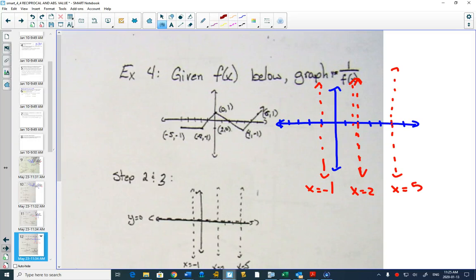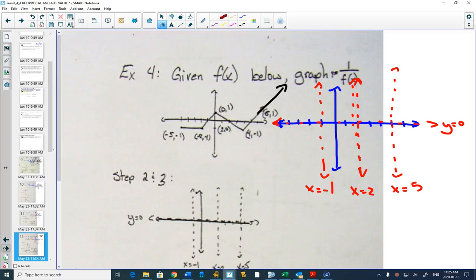There is an arrowhead on the right-hand side showing that this graph goes up forever. So we do have a horizontal asymptote at y equals 0. If that arrowhead wasn't there and it stopped, then you wouldn't graph your horizontal asymptote.